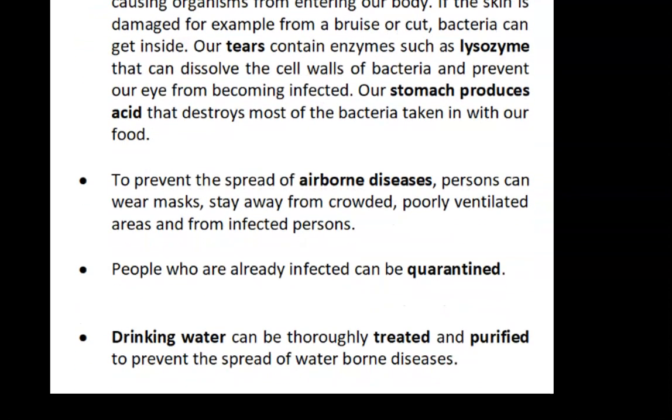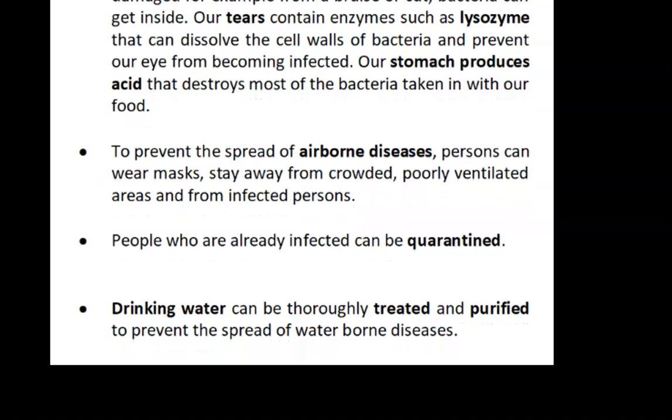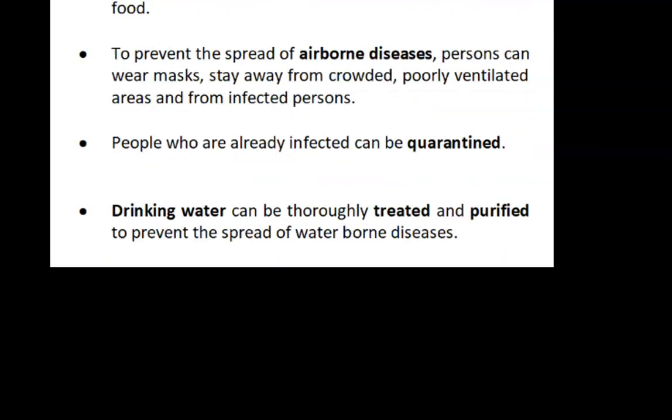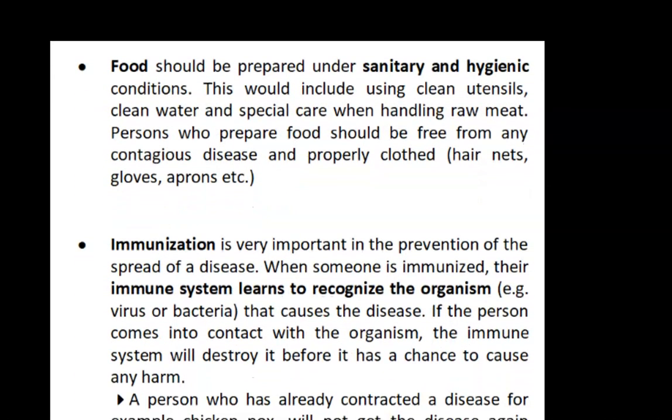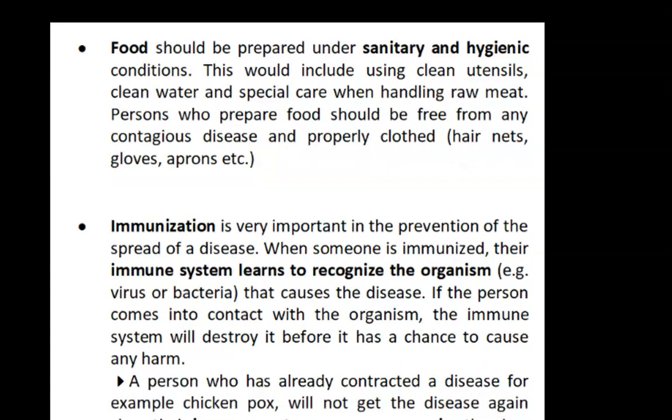If you want to stay away or prevent the spread of airborne diseases, you stay away from crowds, wear a mask, and that's the norm now in society. Quarantine infected people, be careful of what you eat and drink, make sure food stuff is not out for long periods of time where you can get bacteria. Also make sure that drinking water is clean. All right, and also immunization is very important, but there are some infectious diseases that you may not be able to get immunized from, right?